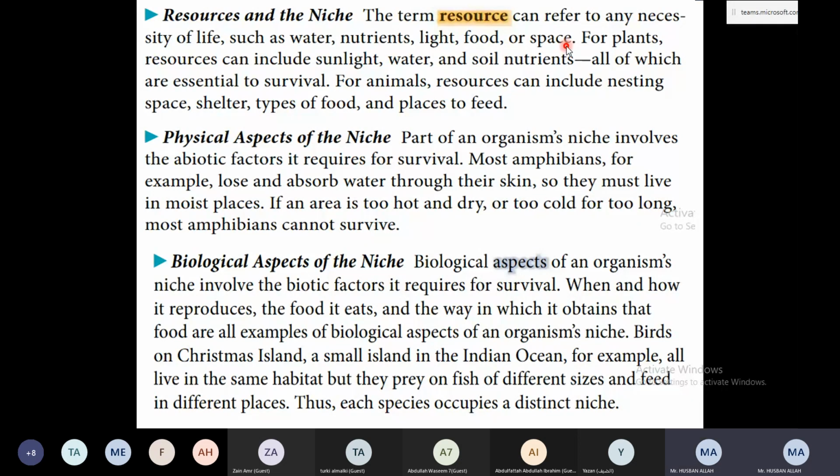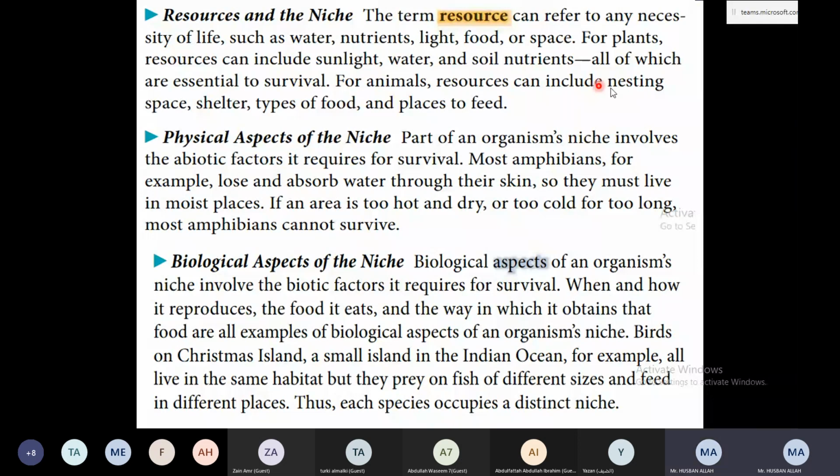For plants, resources can include sunlight, water, and soil nutrients. If you are talking about plants, the resources can be water, sunlight, soil, and soil nutrients, all of which are essential to survival. For the survival of the plant, these things are important, essential, and necessary: sunlight, water, soil, and soil nutrients.